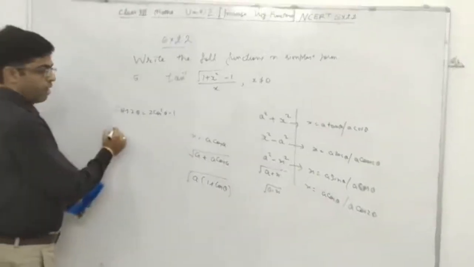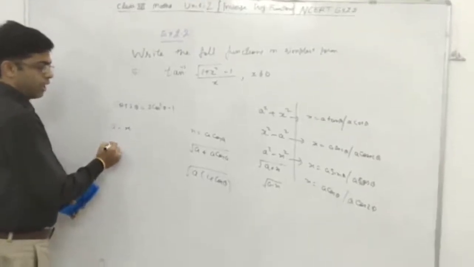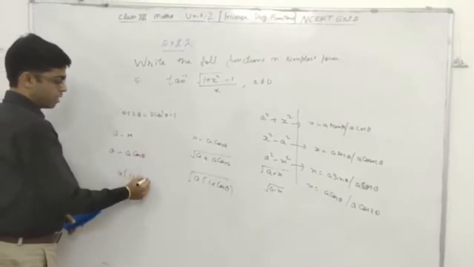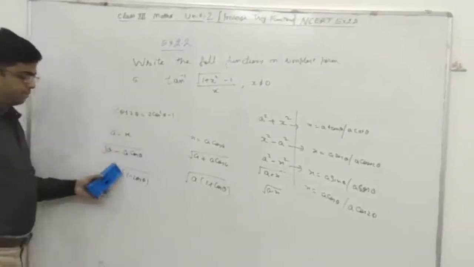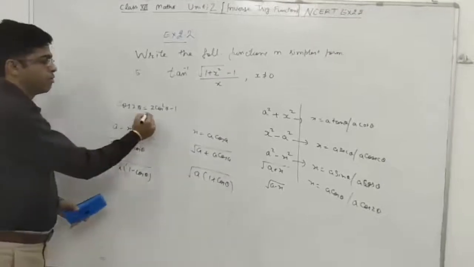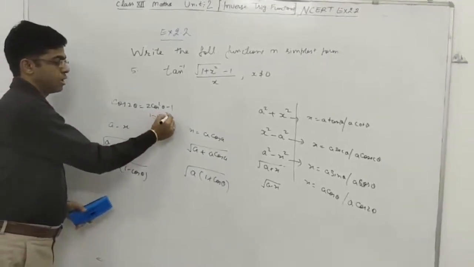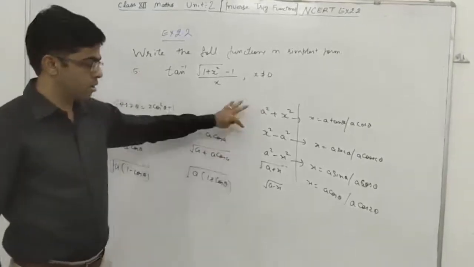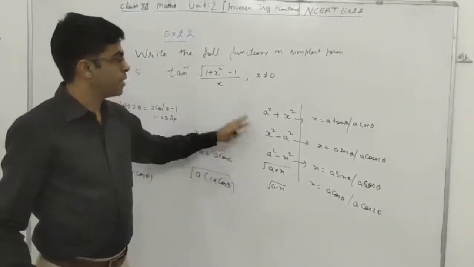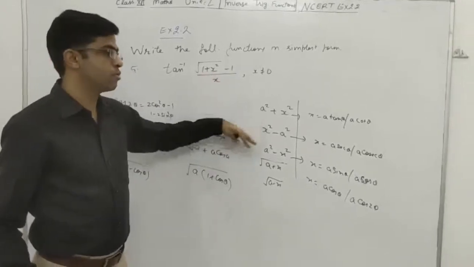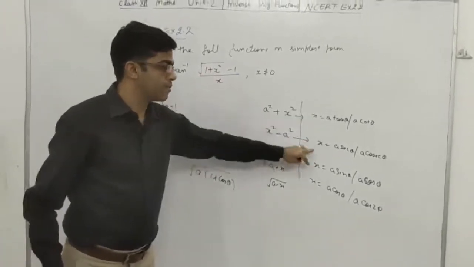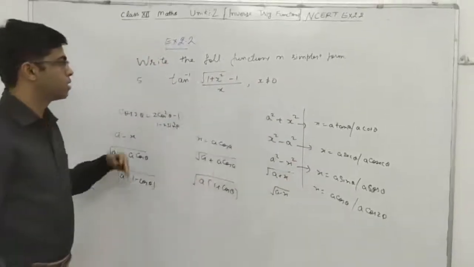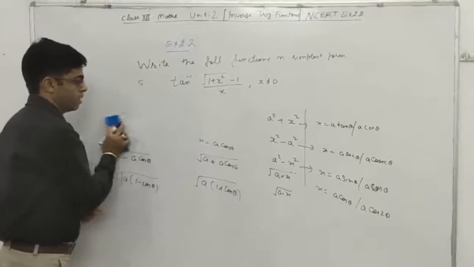If a minus x is there, you can write a minus a cos theta, so a times (1 minus cos theta). One more formula is there, 1 minus cos 2 theta equals 2 sin square theta. So whenever these types of functions come in inverse trigonometric functions, we can put these types of substitution, and then the question will be simplified easily.